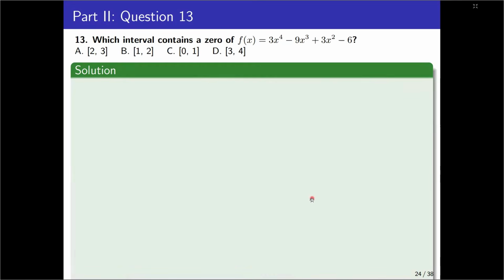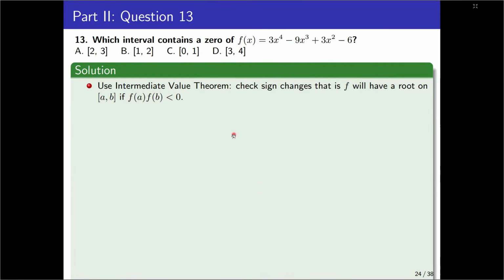Question number 13. Which interval contains a 0 of f(x) equal to 3x^4 - 9x^3 + 3x^2 - 6? The alternatives are given here. In order to answer this question, we have to apply the intermediate value theorem, or location theorem.